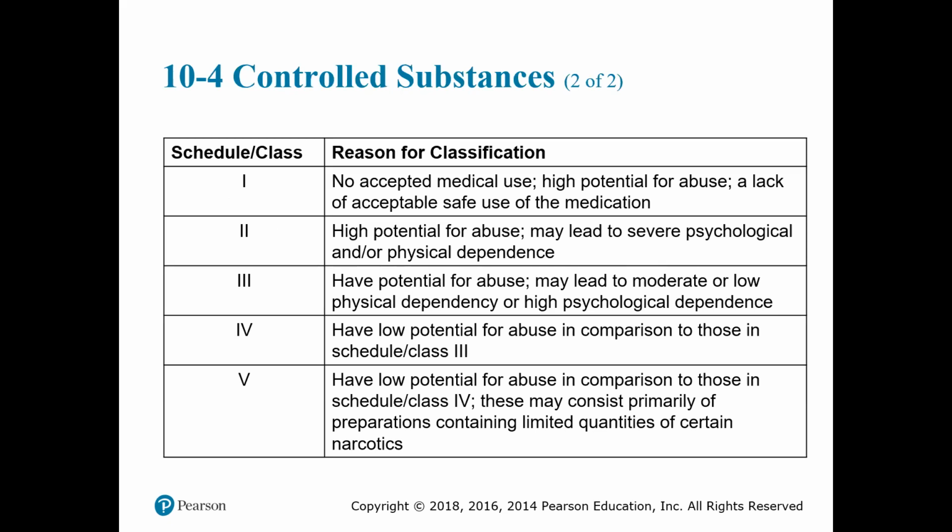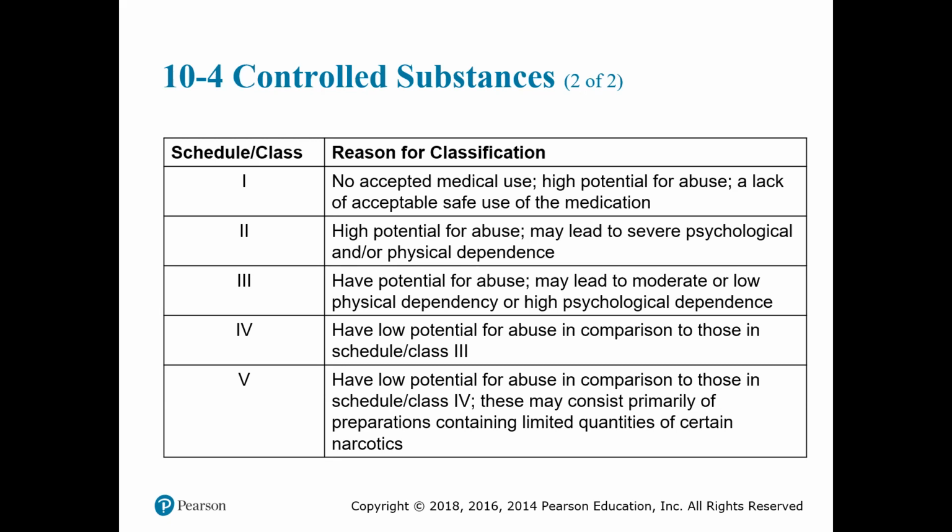So level 1 would be classification where it is not accepted for medical use. So high potential for abuse, a lack of acceptable safe use of medication. So that is something that you would not be prescribing. But of course, those drugs do exist, but they are not recommended. So those would be usually your illegal drugs like heroin or LSD, etc.